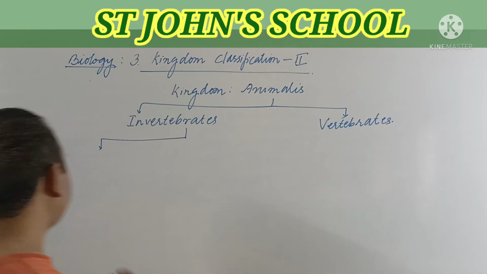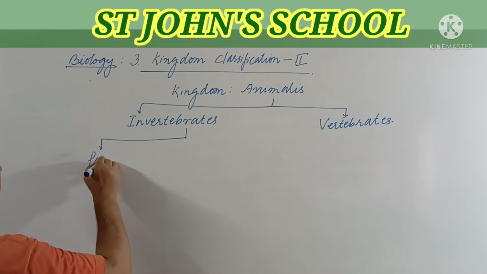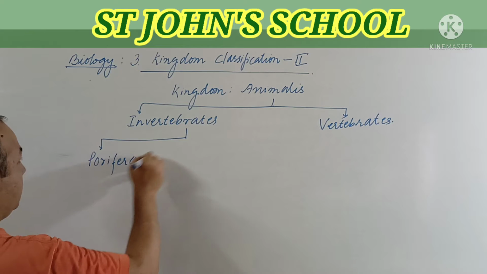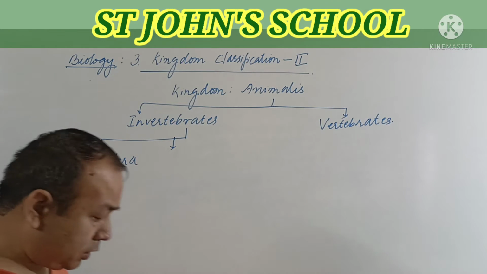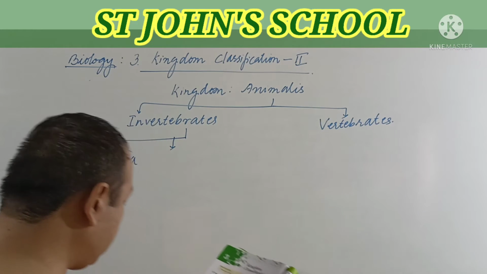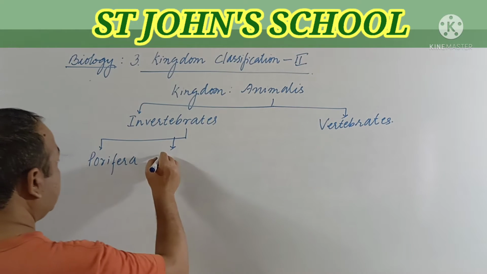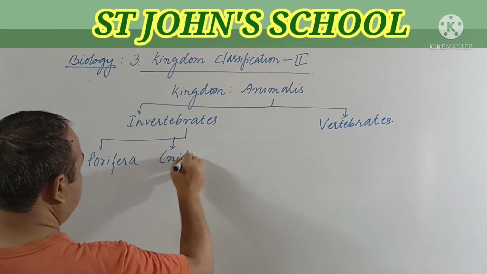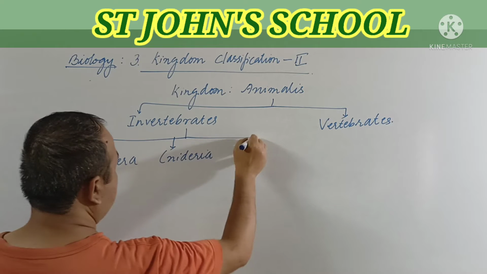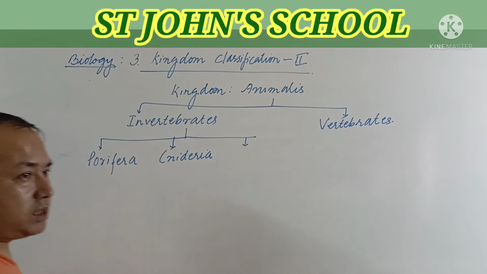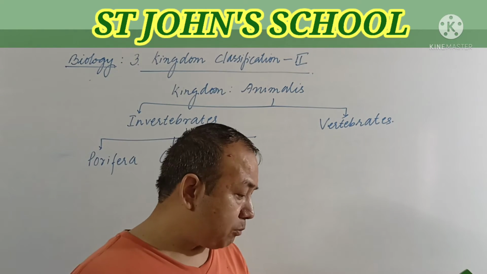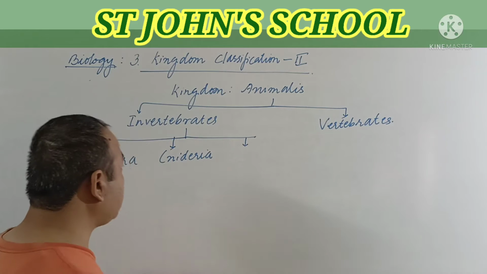Okay. First comes porifera. Then after that comes Cnidaria. See how to pronounce it properly. Cnidaria. The C is silent. Okay. Then again after that, next comes Arthropoda.